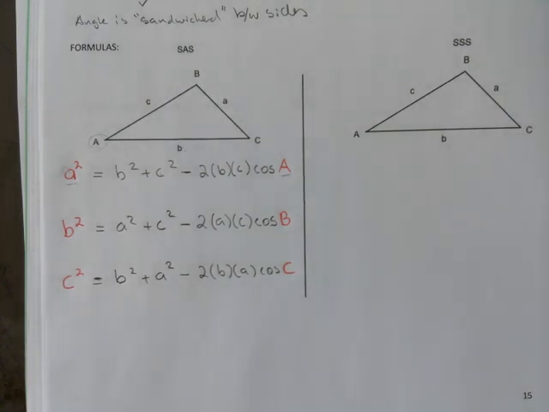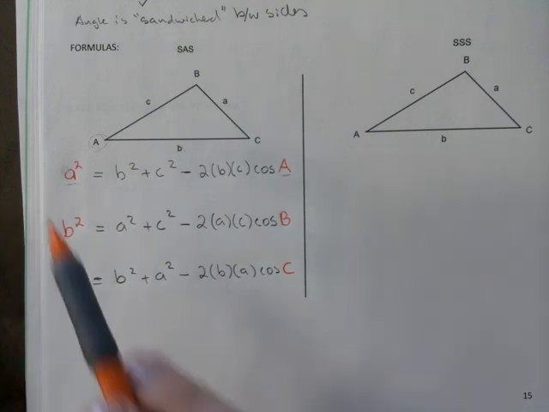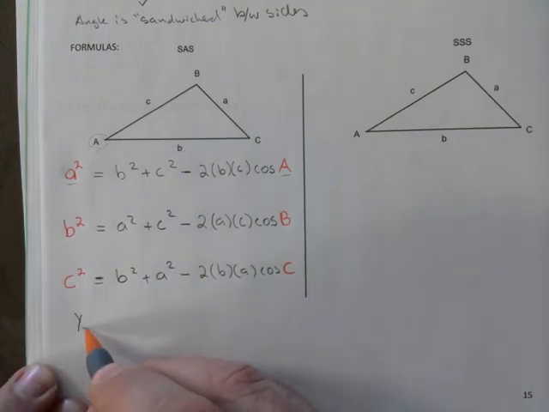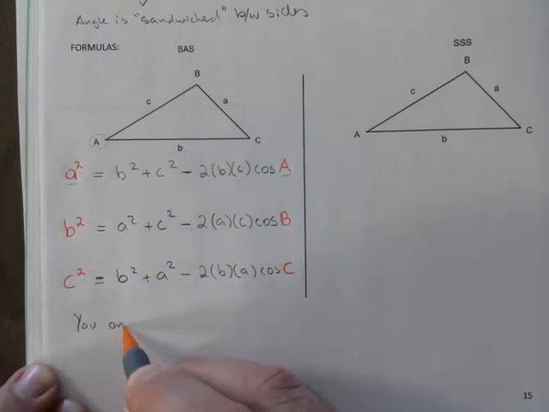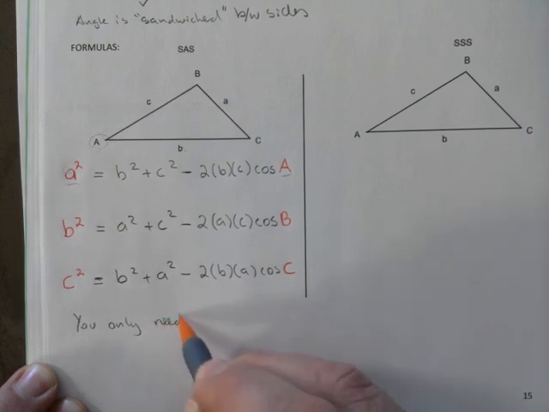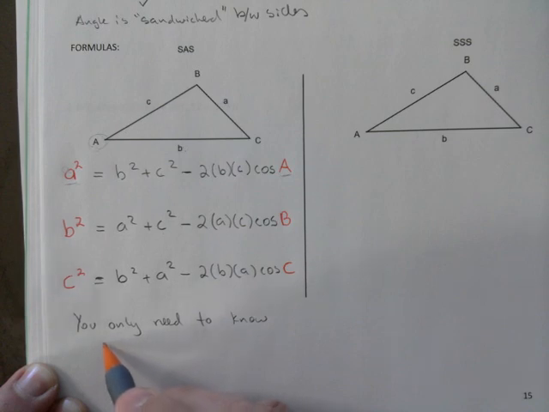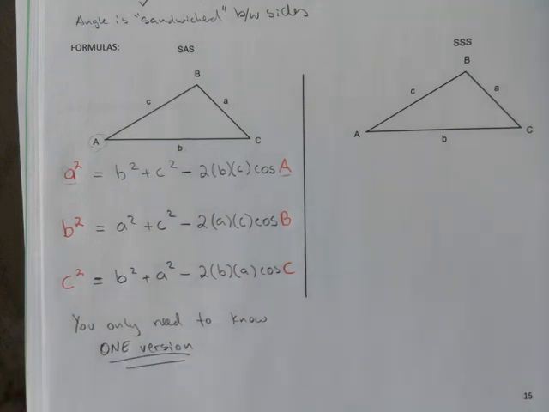So that is the pattern I want you to observe. Here you'd be solving for A, here for B, and here for C. You only need to know one version, right? Some students think they have to have all 3 on their study sheet. No, not really. I'm just doing this for you to see the pattern. Okay.